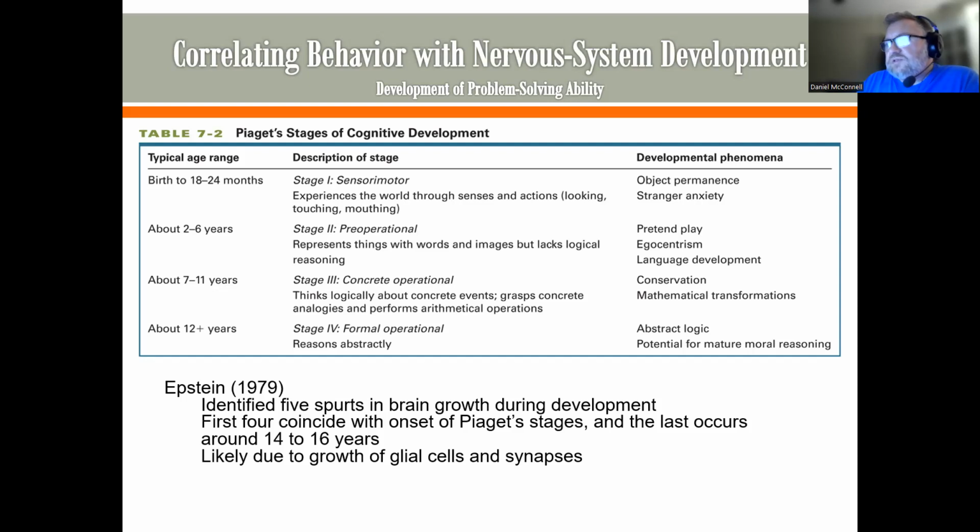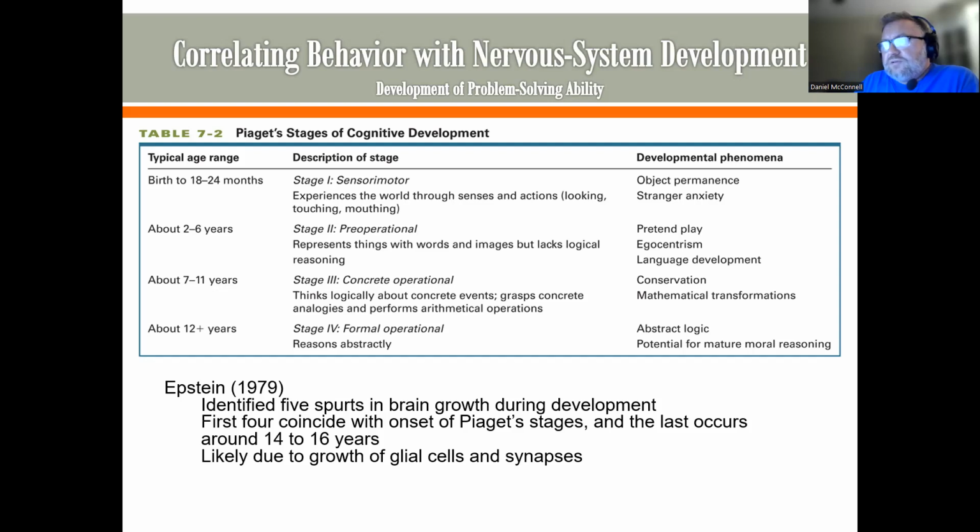And this is where we see Epstein's research coming in here, where he found that there were in fact certain rapid changes in brain development and brain complexity that roughly correspond to the proposed ages where you transition here. Although, as noted here, there's a 5th one. So Piaget only has 4 transitional points, right? From stage 1 to stage 2, stage 2 to stage 3, stage 3 to stage 4.